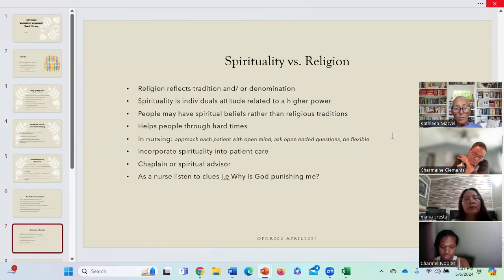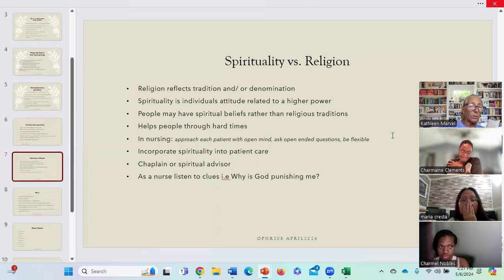Incorporates chaplain or spiritual advisor. That's another role. And then we talked about that. Why is God punishing me? We talked about that question.